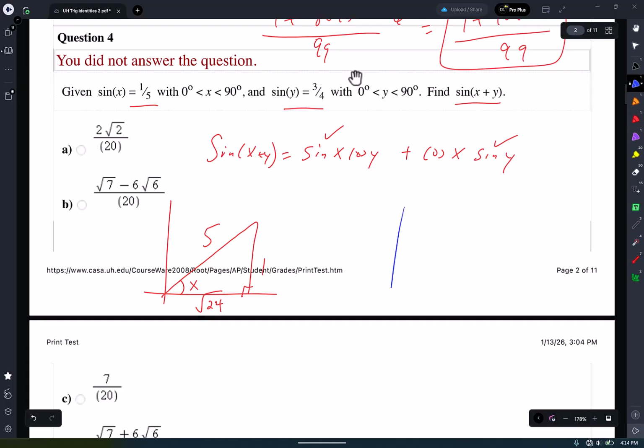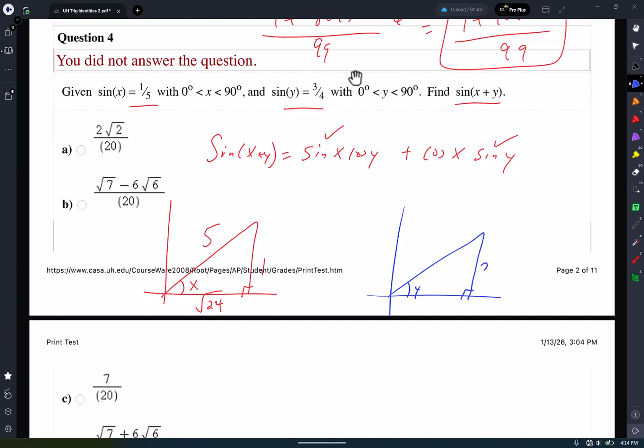Here's the other one. Angle y. Sine y is 3/4, so this is 3 and this is 4. So 4 squared is 16, 3 squared is 9. So there's a square root. What's 16 minus 9? 7? Sorry, it's been a long day, guys. 16 and 9, yeah. All right, there it is. I think we're good. You guys ready?